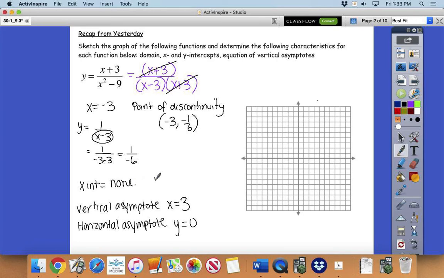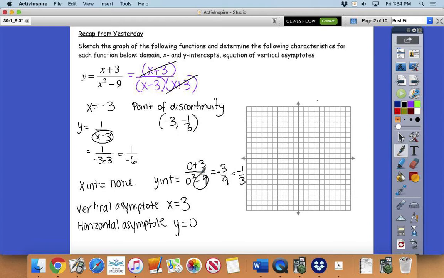Let's look at the y-intercept. The y-intercept, if I make x equal to 0, is going to be 0 plus 3 over 0 squared minus 9. That's going to be 3 over 9, which simplifies to -1 over 3. So the negative came from the -9. So -3 over 9 simplifies to -1 over 3.